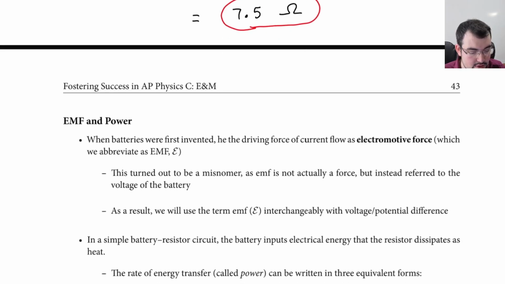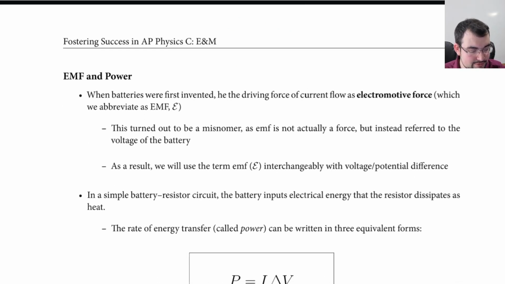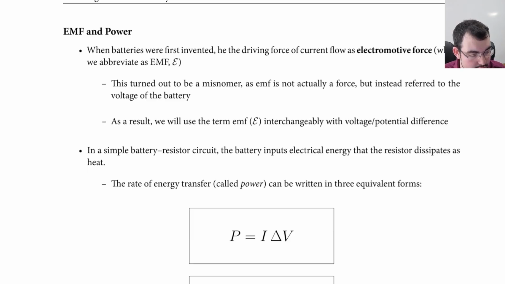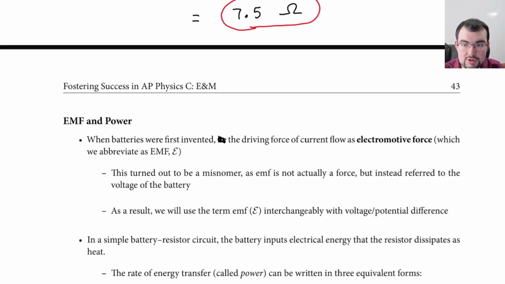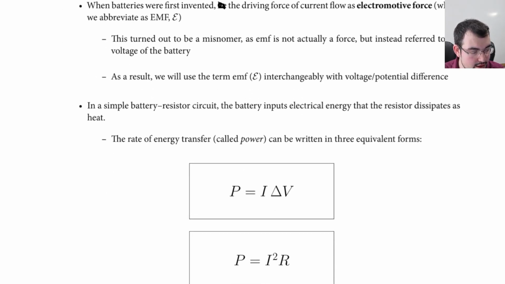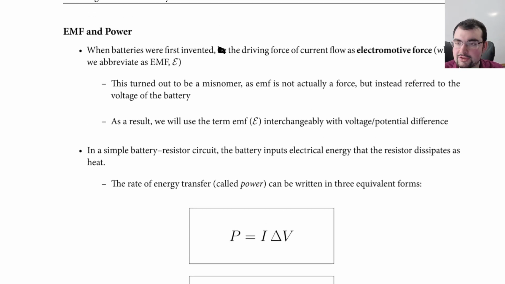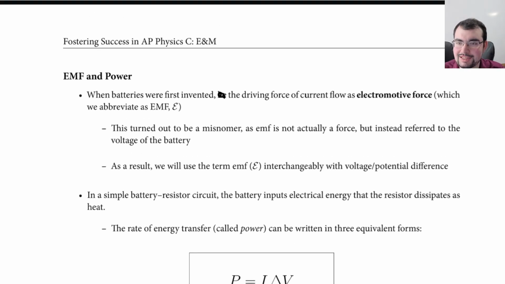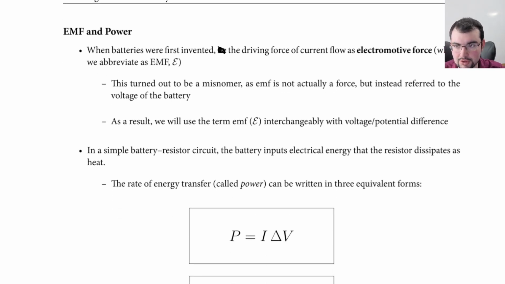So when batteries were first invented, the driving force of current flow was described as electromotive force, which we call an EMF. Before we knew the concept of voltage, it was referred to as electromotive force, or EMF. So they thought it was this force. It is really the electric force. What's driving this process is energy or potential.